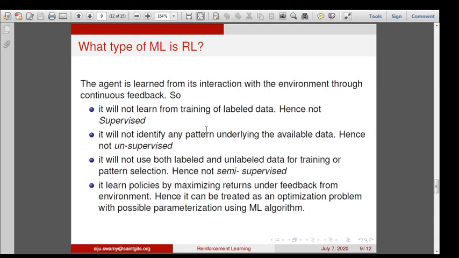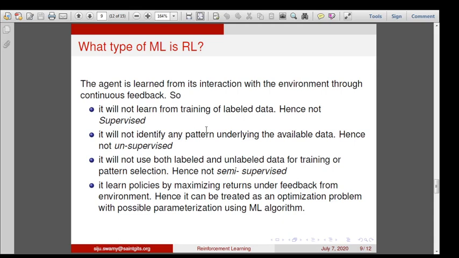Similarly, it is definitely not supervised learning because there is no labeled set. It interacts with its environment and creates learning from that environment, but with continuous feedback and continuous interaction. It will not use both labeled and unlabeled data for training or pattern selection. So definitely it will not come under the semi-supervised machine learning algorithms. Then what is really a reinforcement algorithm?